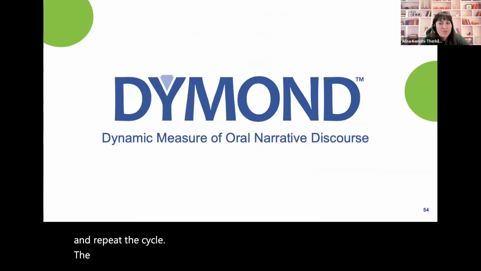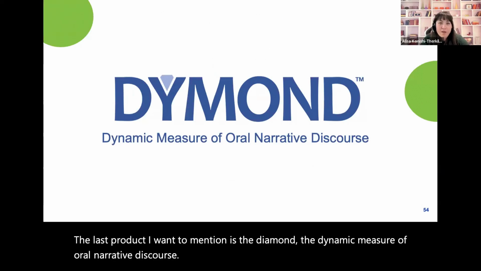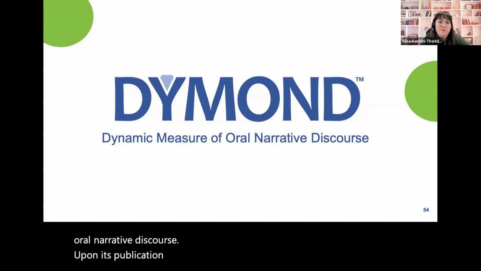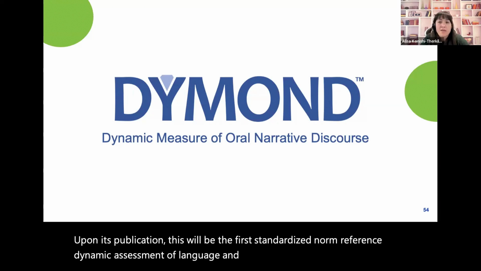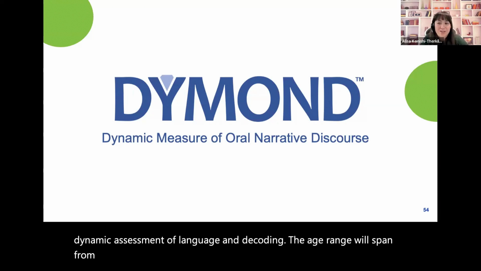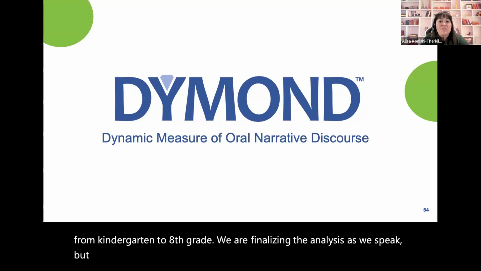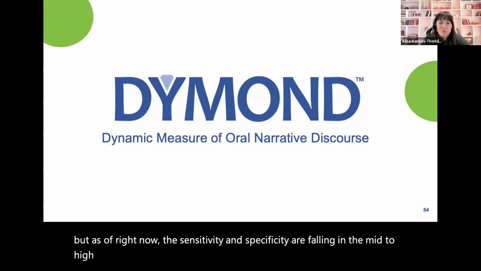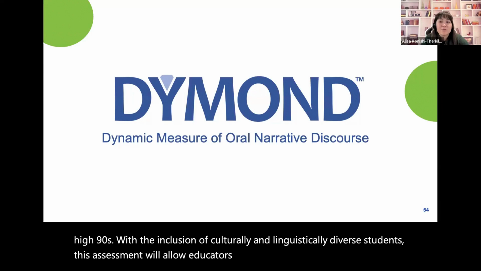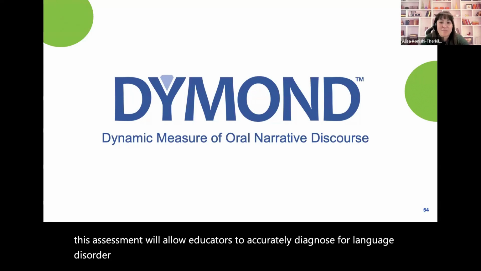The last product I want to mention is the Diamond, the dynamic measure of oral narrative discourse. Upon its publication, this will be the first standardized norm reference dynamic assessment of language and decoding. The age range will span from kindergarten to 8th grade. We are finalizing the analyses as we speak, but as of right now, the sensitivity and specificity are falling in the mid to high 90s with the inclusion of culturally and linguistically diverse students. This assessment will allow educators to accurately diagnose for language disorder and dyslexia.